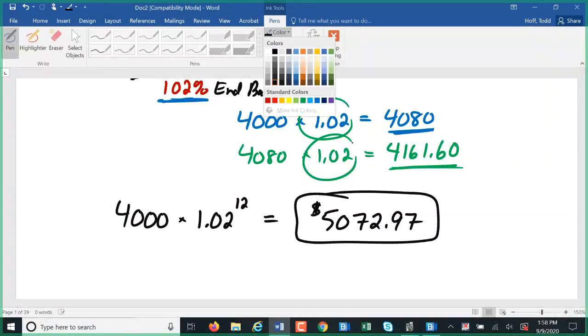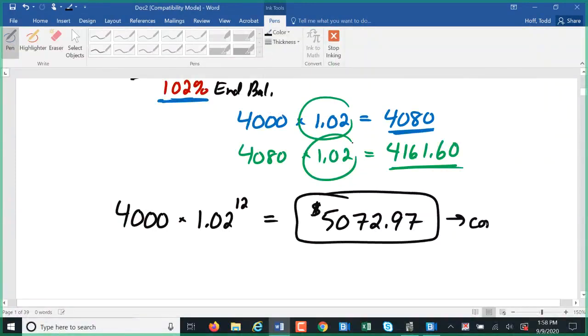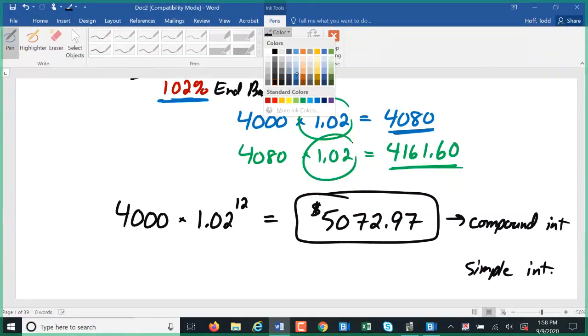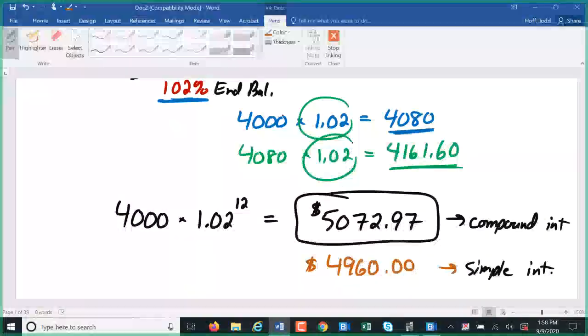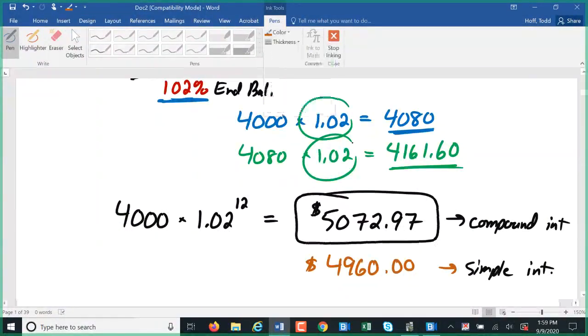Now that's compounded. Compound interest. If you remember our number from simple interest from up above, it was $4,960. So you can see compound interest gave almost $113 more in interest over the term of that investment because you got interest on top of the interest you've previously earned.